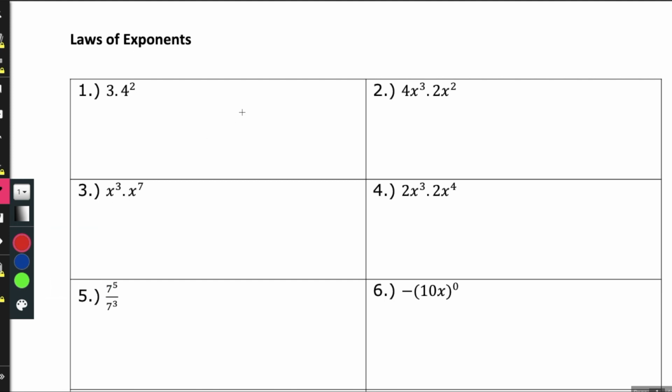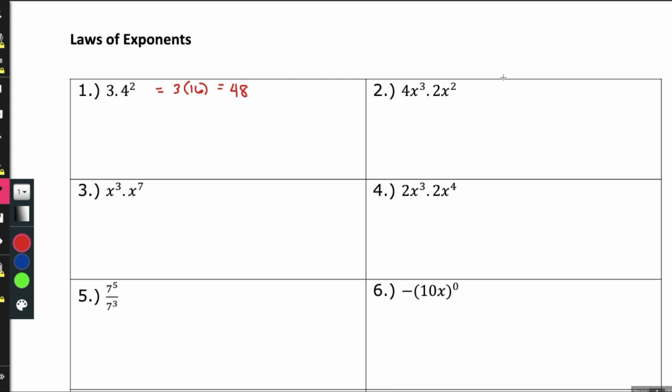So you have 3 times 4 squared. Now don't be confused because the dot that you see here, I'm using it as a multiplication, not as a decimal. Okay, so if you have 3 times 4 squared, so basically it's just 3 times 16. So 3 times 16 is basically 48. This is the answer. Okay, this is the easier part. Okay, now let's move on to number 2.